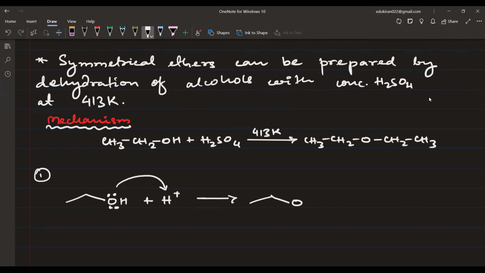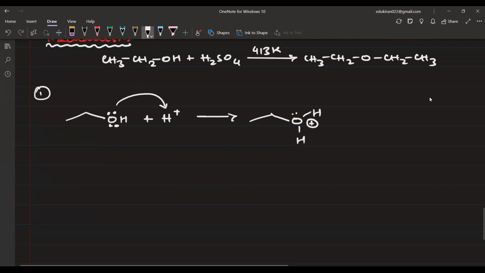What is happening to alcohol? Alcohol is getting protonated. So we have H here and we have another H here, right? And this oxygen atom will have 1 lone pair and there will be a positive charge also. Now in the second step, what is going to happen? Another alcohol group will attack here.